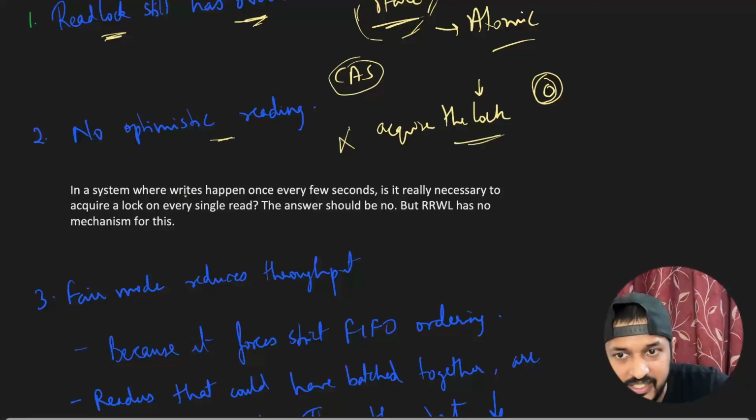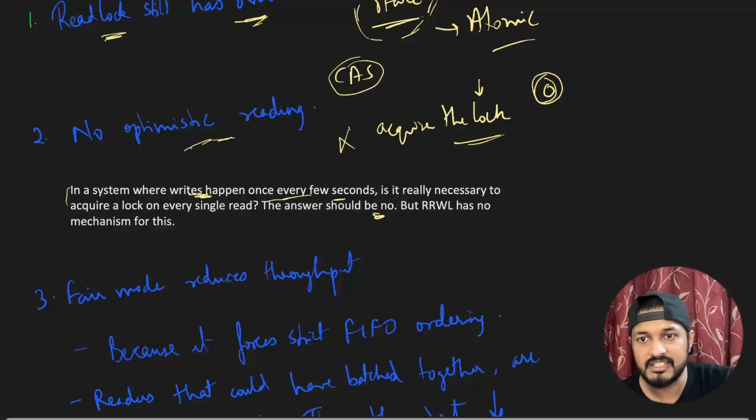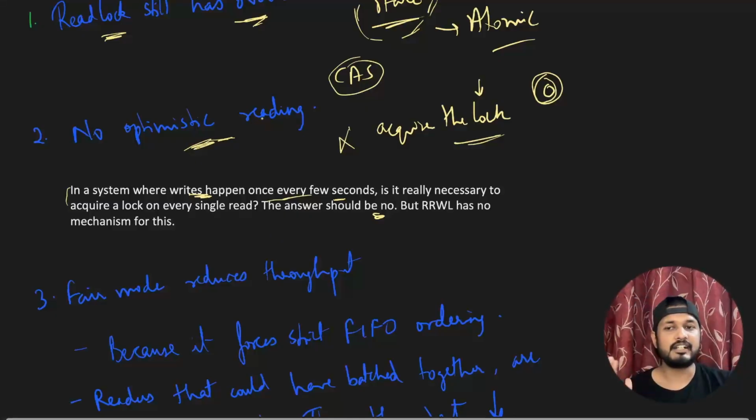So in a system where writes happen once every few seconds, is it really necessary to acquire a lock on every single read? If there is no write happening, what is the point of acquiring the lock? Correct? So the answer to this question should be no, but RRWL has no mechanism for this, correct? Therefore, we say there is no optimistic reading, right? So even in the case where it should not have acquired the lock because no writes are currently happening, and the probability is very low, it is still forced to acquire the lock, right?